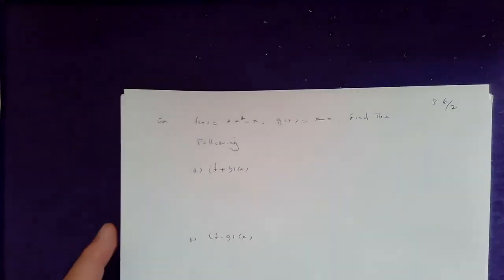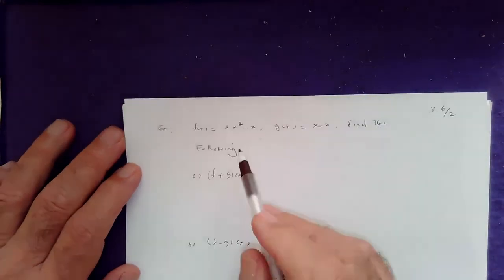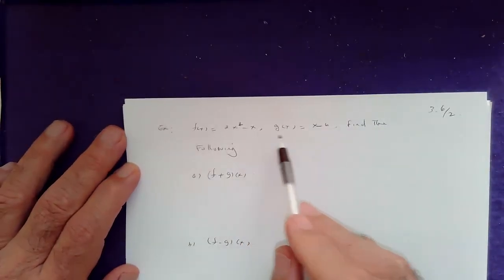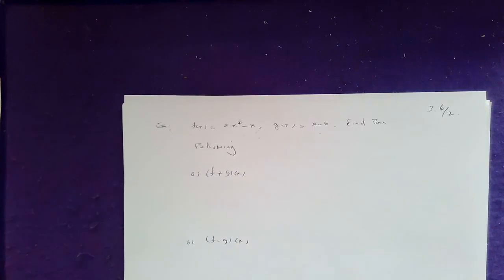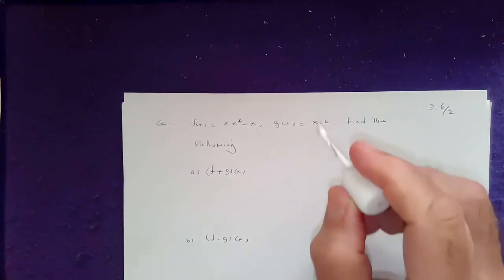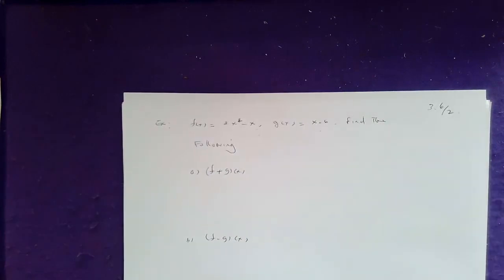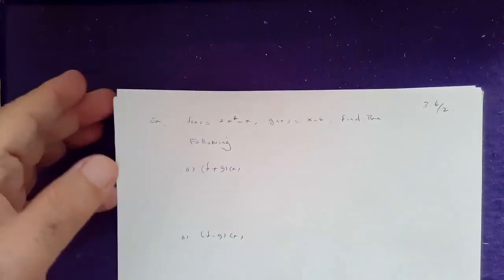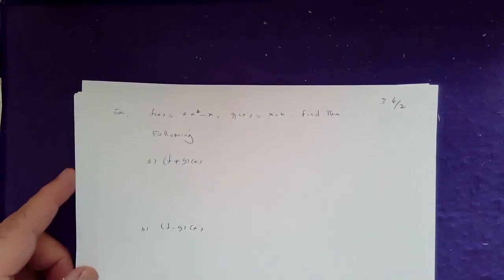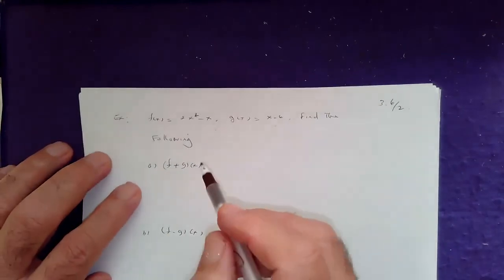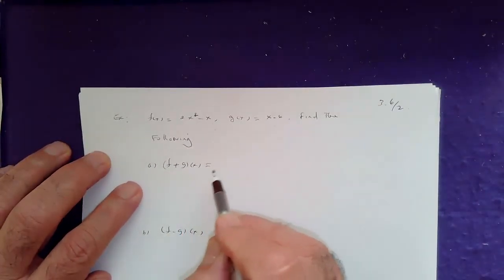Okay. Next one, you got two functions, 2x squared minus x and x minus 6. That's what this guy should read. So let me just kind of fix that. Question is find all these parts. So I got many parts. Okay, let's go through this one at a time.